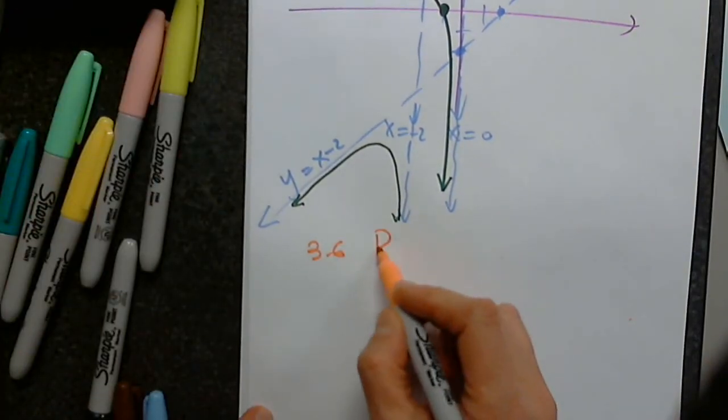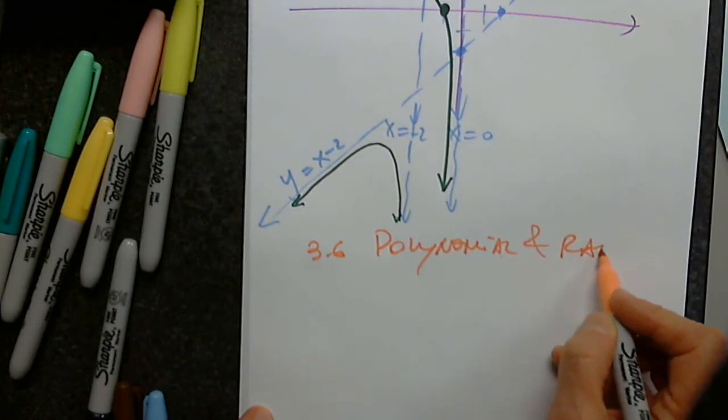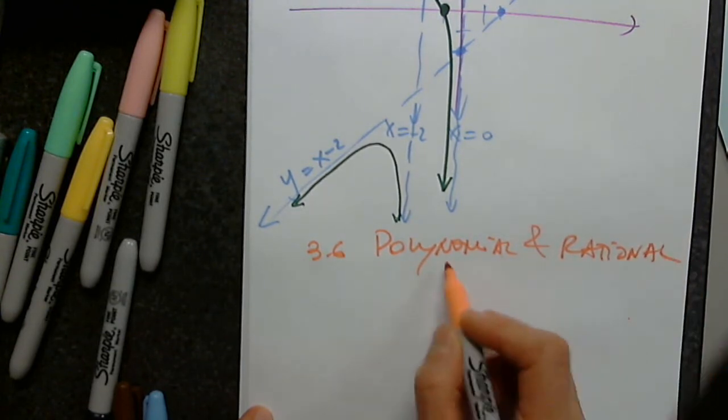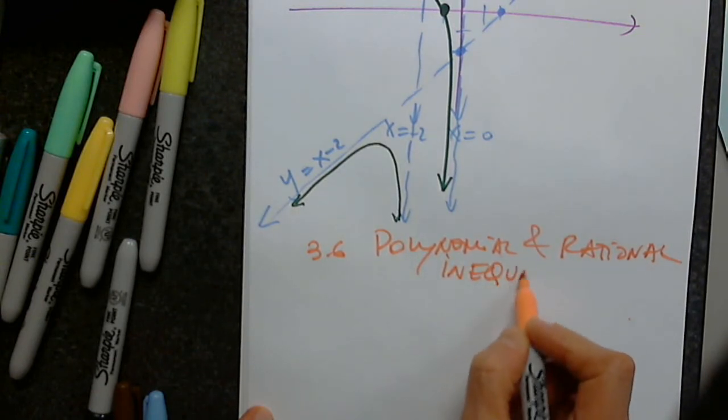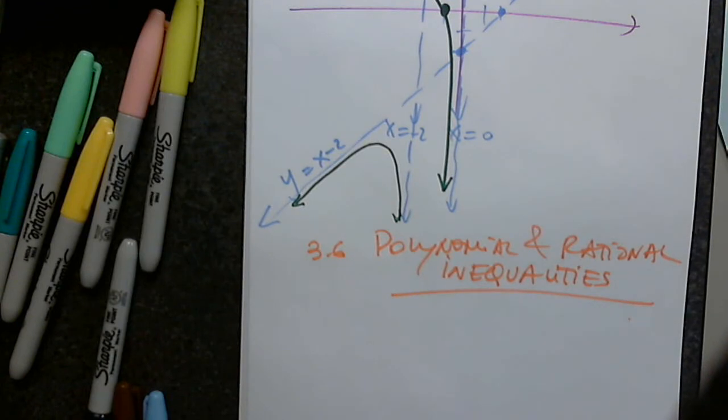And it deals with polynomial and rational inequalities. Polynomial and rational inequalities. So let me give you a couple of examples of what we are trying to do. Because we know a lot of inequalities. We know linear, we know with absolute value, but these are more sophisticated.